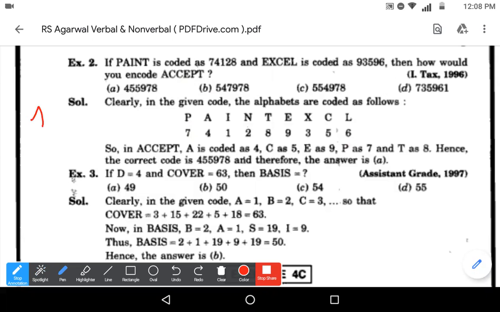So first will be ACCEPT. So what is the number for A? 4. For C, 5. Again one more 5 because there is one more C. Then E is 9. P is 7. T is 8. So 4, 5, 5, 9, 7, 8. This should be our answer. Is that clear? So this will be a simple question. They will not ask you too many in-depth questions where you will have to sit and crack your head. It will be simple in nature. You just have to understand the logic, how it is supposed to be solved. Okay, so this is number coding.